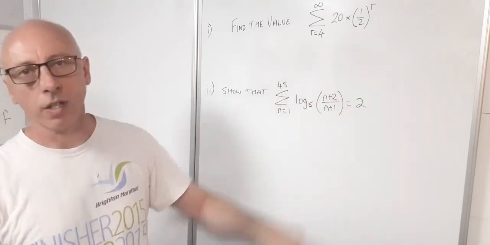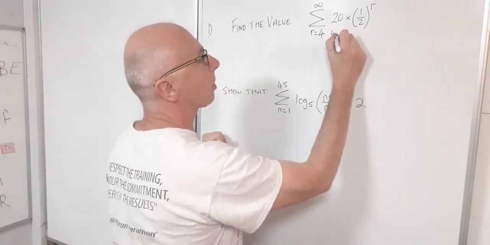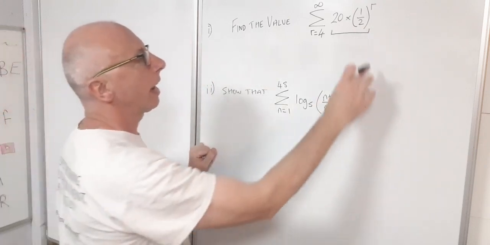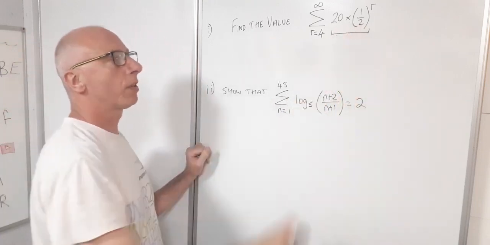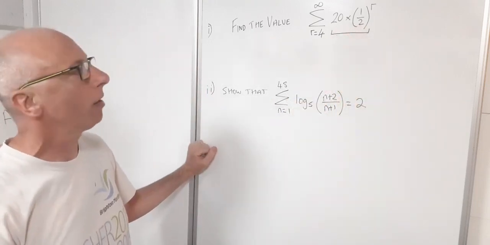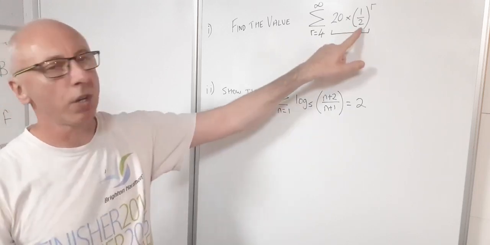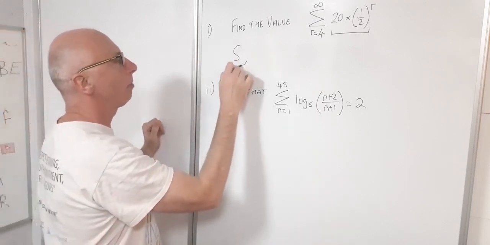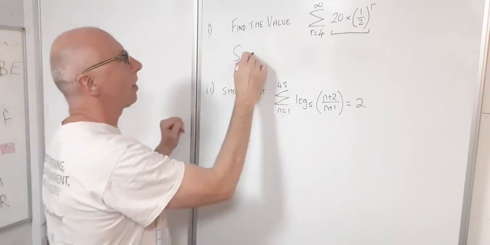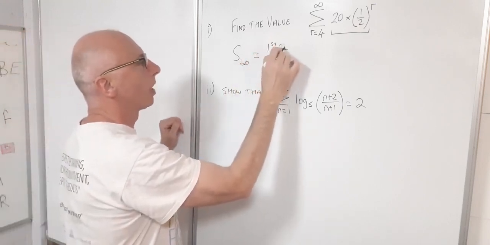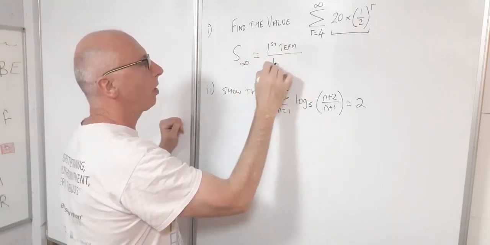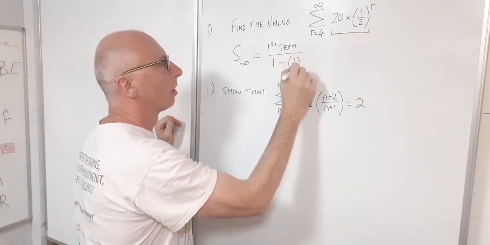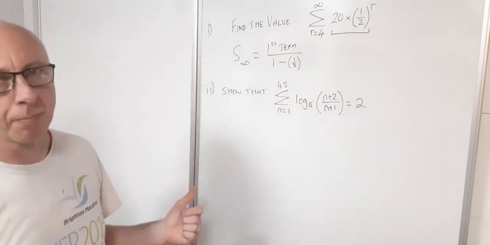So first of all, let's look at this one. My first interest is what's going on for the summation here, 20 times a half to the power of r. Now I can see here this is a geometric series with a ratio of 1/2. When the absolute value of that is less than 1, what we can do is the infinite sum, which I'll call S infinity, that equals the first term divided by 1 minus this ratio, which is 1/2. And that will give us our infinite sum.